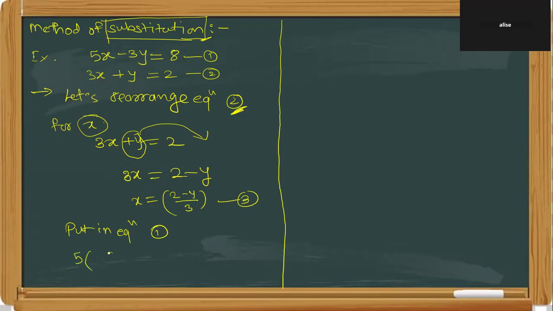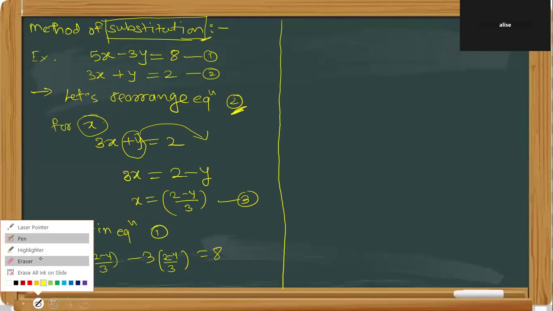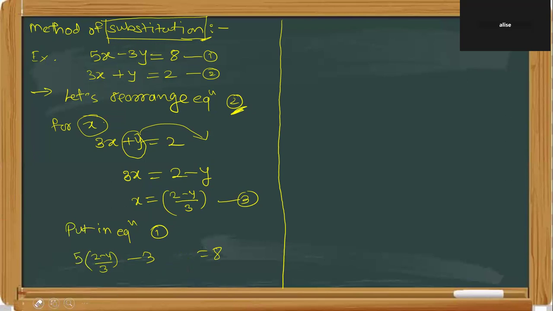So 5 into x minus 3 into y is equal to 8. Let's rearrange. 2 minus y upon 3. Here we need not write all this, only y is there, as the original y is there. So why would we write the value of x there? Now rearrange it. Here there is denominator 1 only. Here there is denominator 3.